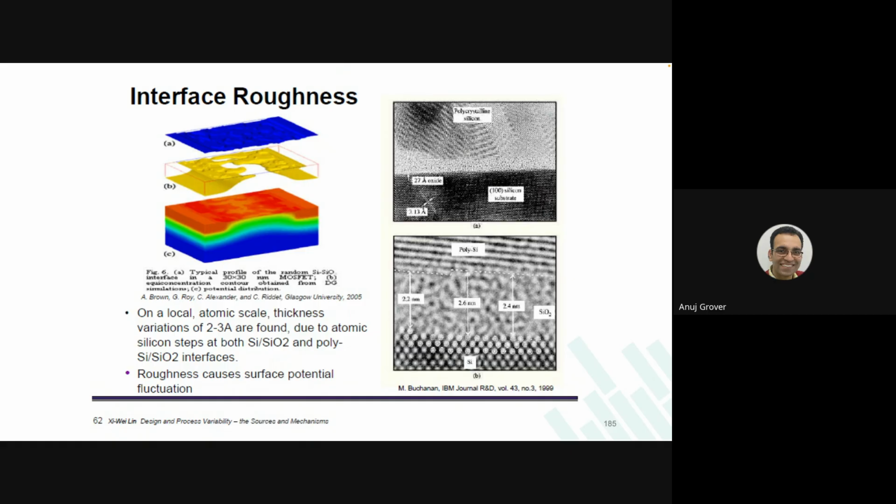Same device, same layout, everything is same. The behavior can be different because you cannot predict which place your thicker gate oxide would be and which place your thinner gate oxide would be. When you're talking about just 0.01, 0.02, or 0.1 movement of gate oxide there. So this roughness causes variations.